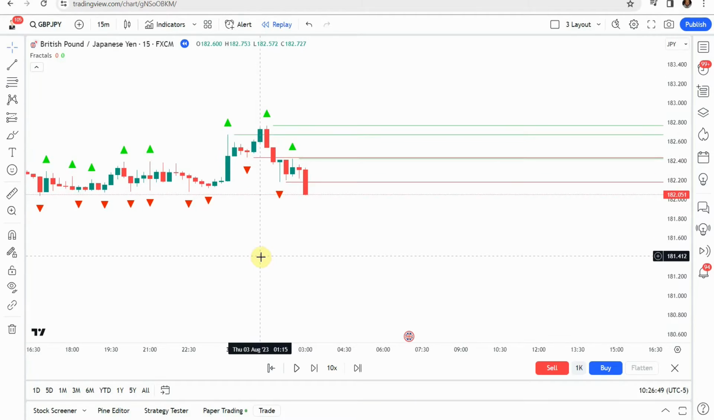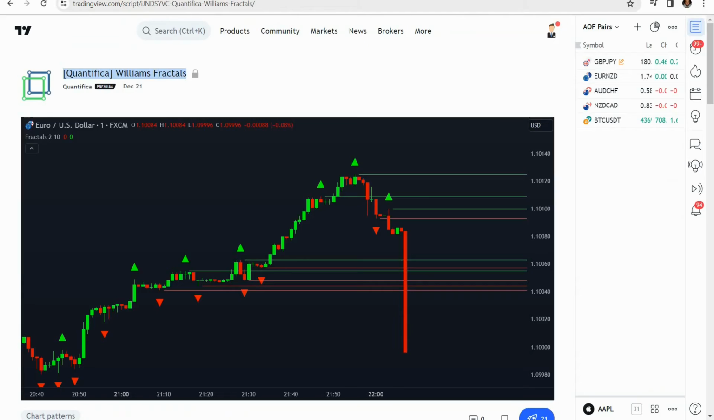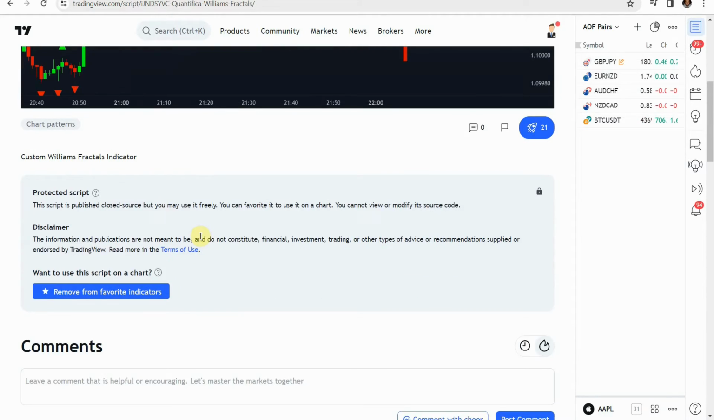The creator of the source video also created a custom indicator, which is free. It doesn't cost anything to get it. You will need to go to their page. I'll put a link specifically to the indicator down in the description, so you can just click on that. It'll take you straight to this page right here. Then you'll go down and add it to your favorites right here.